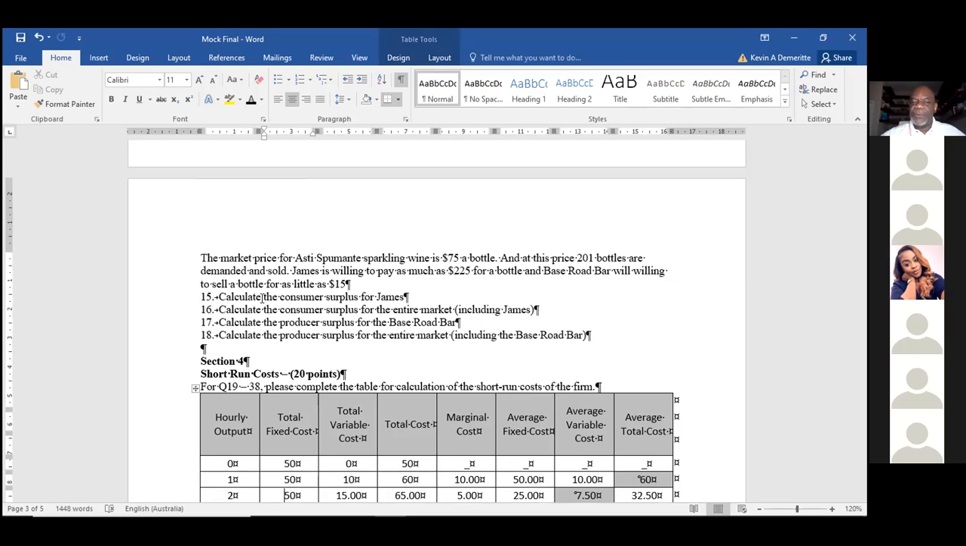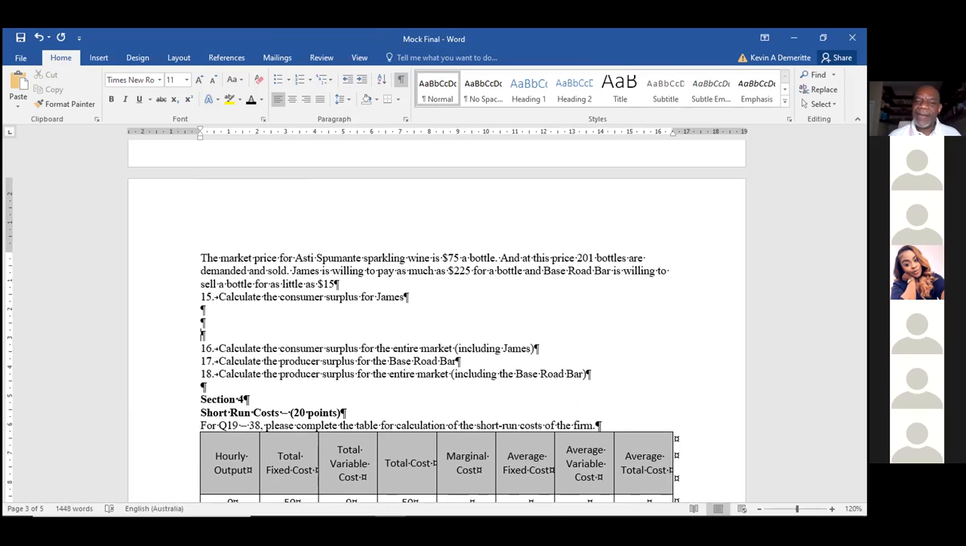The market price for Asti Spumante sparkling wine is $75 a bottle. And at this price, 201 bottles are demanded and sold. James is willing to pay as much as $225 for a bottle, and the Base Road Bar is willing to sell a bottle for as little as $15. Can we calculate the consumer surplus for James? We don't have any diagrams to work with. But you have diagrams in your notes.